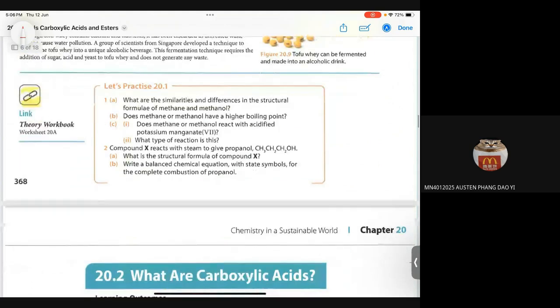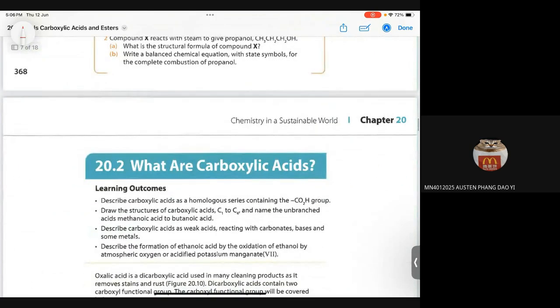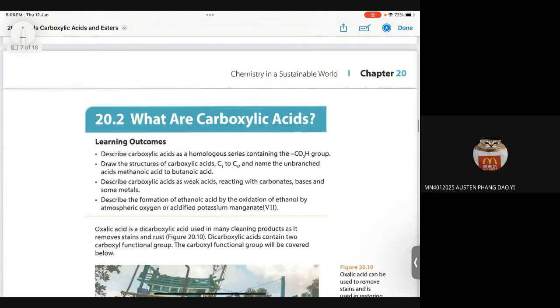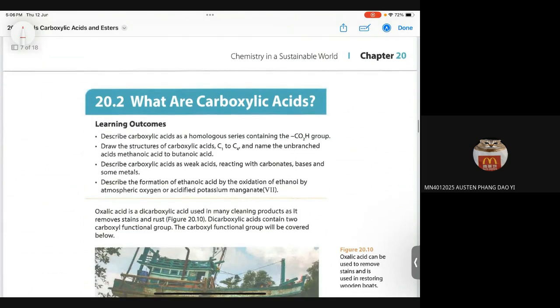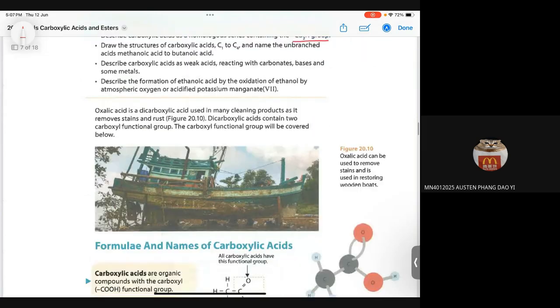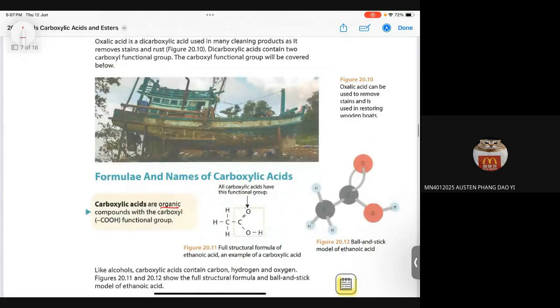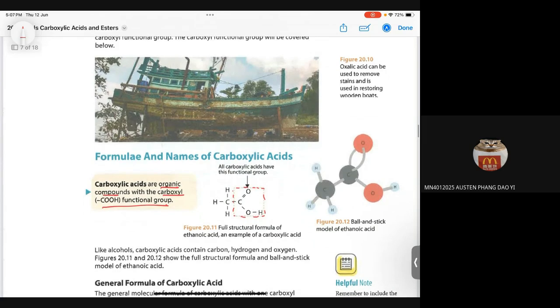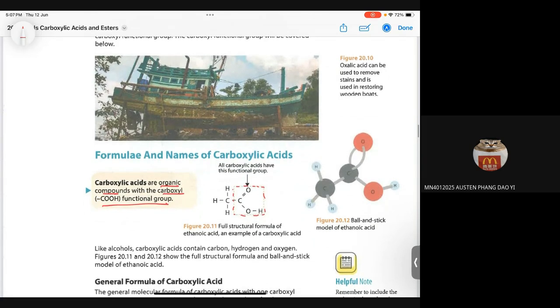Okay, let's go. Now we're down to the last two parts, which is carboxylic acid and esters. So what are carboxylic acids? They're acids. I think most of you already know what they are because we have gone through it. They are organic compounds with the carboxyl functional group. So they need to have this C double bond O OH group. This is known as your carboxyl group. Okay, so nothing too exciting about this.